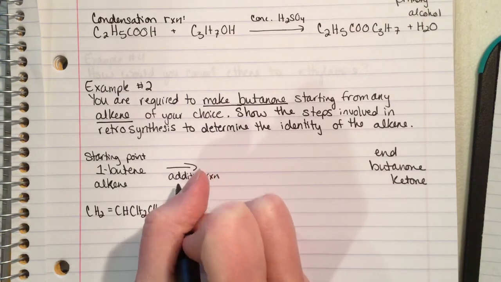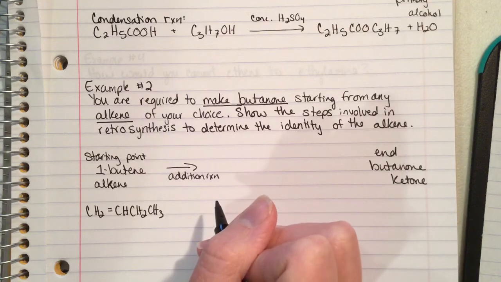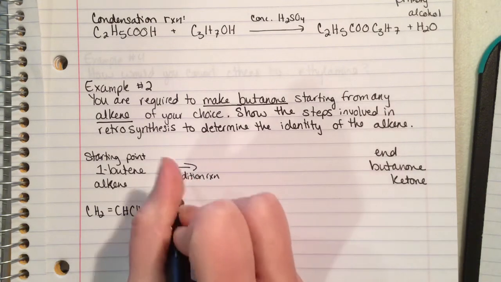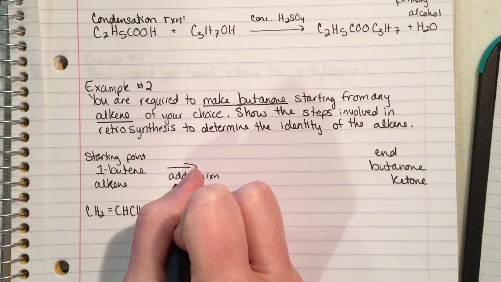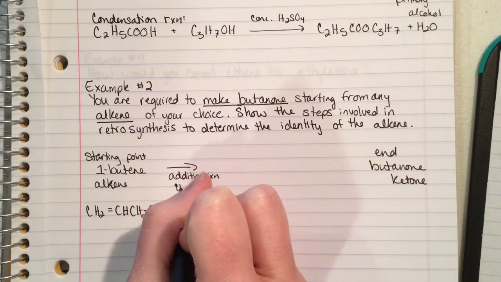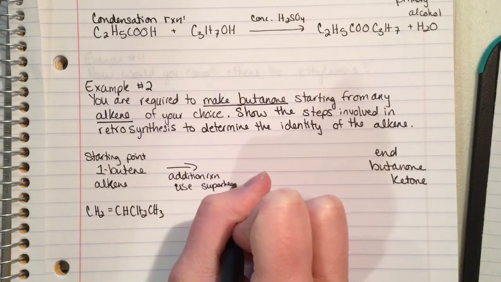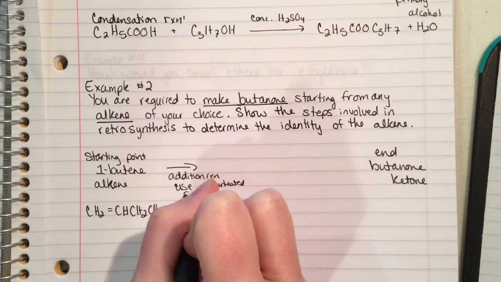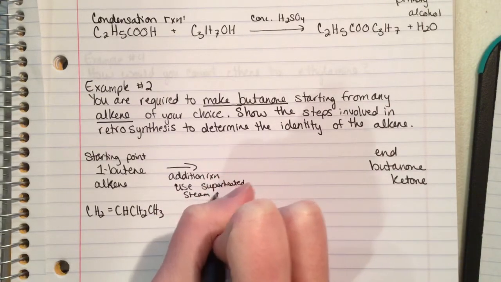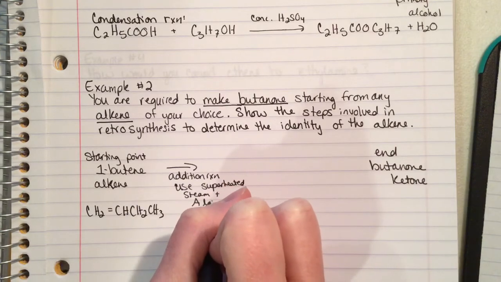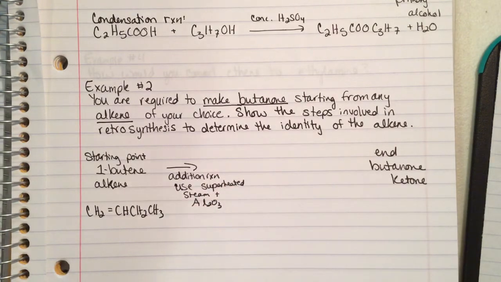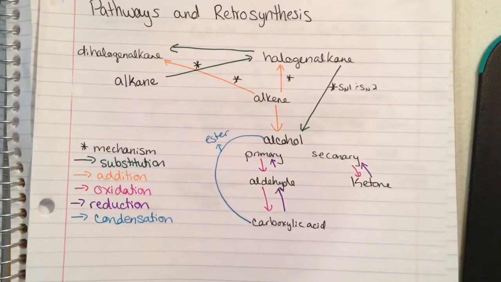And when I do this, I'm going to put an OH on here. I'll explain why here in a second. I'm going to use superheated steam and my catalyst of Al2O3. So how do you even know that you're going to make an alcohol, Mrs. Miner? Well, because I know my chart, guys.